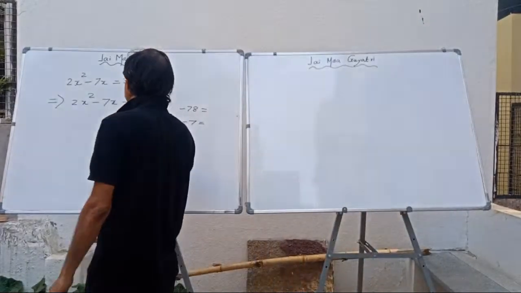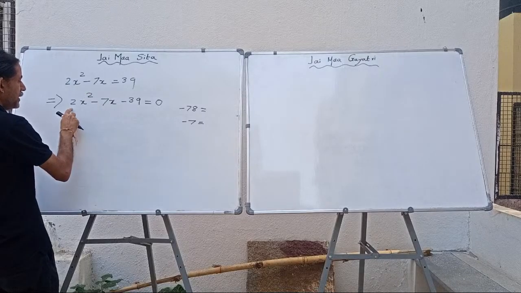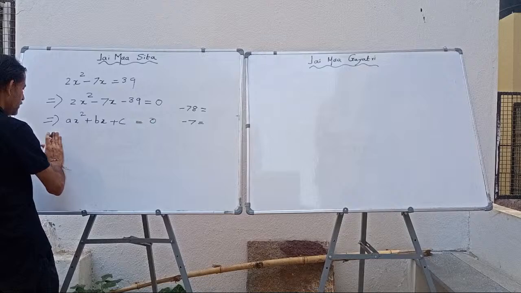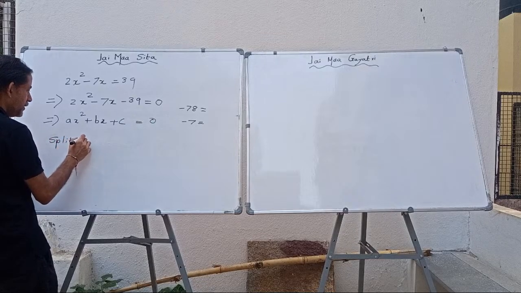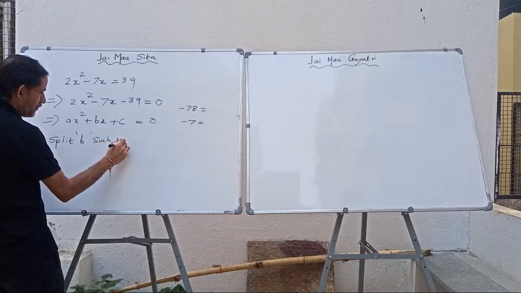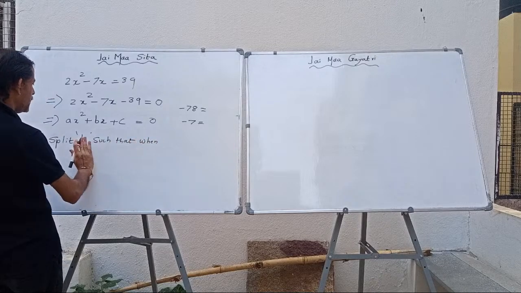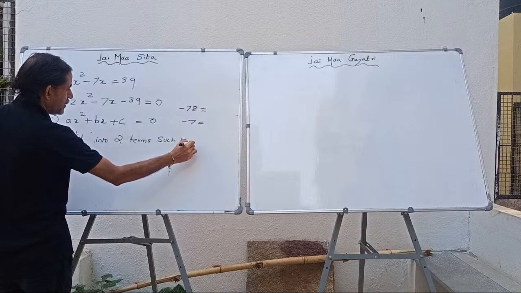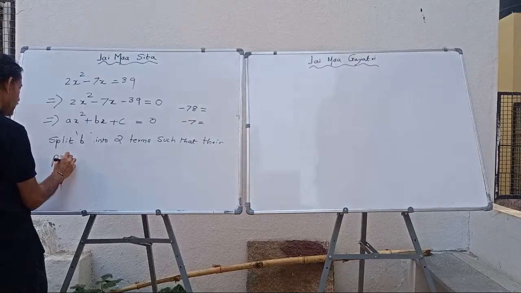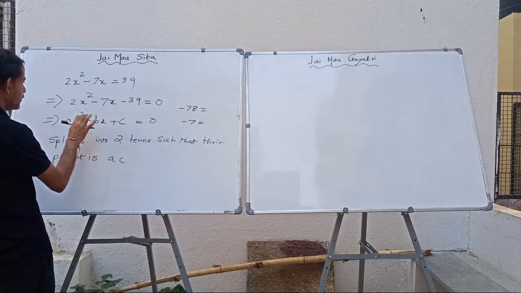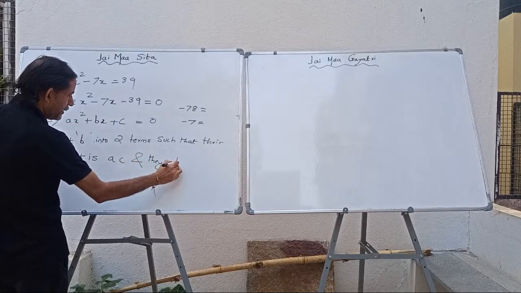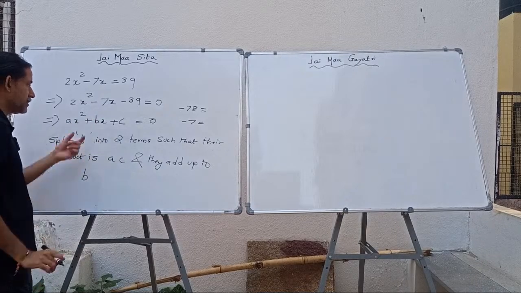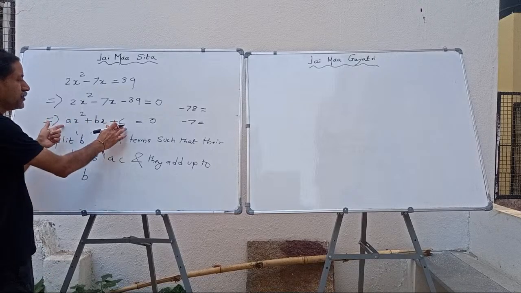See, you have to find out two numbers which will multiply. For ax square plus bx plus c is equal to 0, the factorization method is to split b into two terms such that their product is AC, this into this, and they add up to b. So when you add them, you should get b, and when you multiply them, you should get AC.